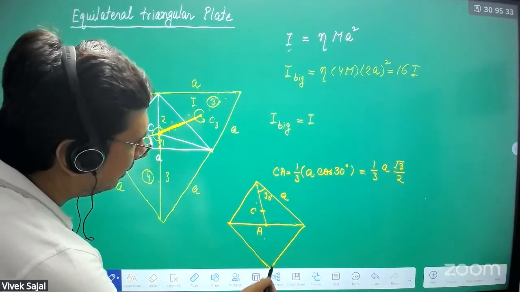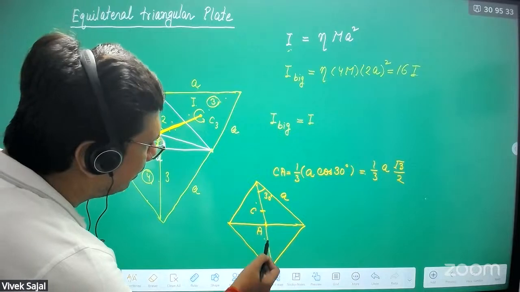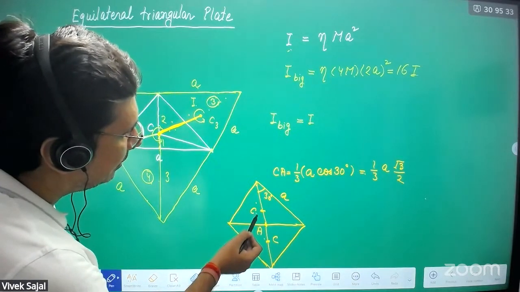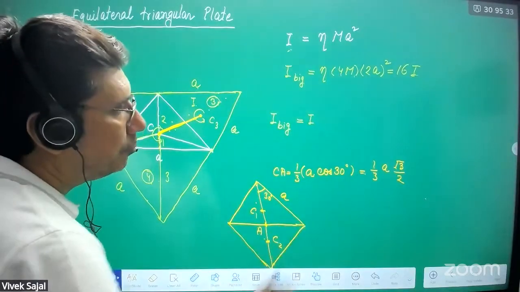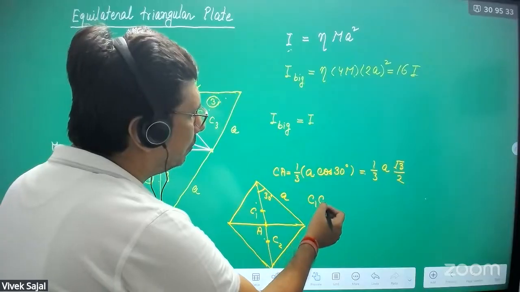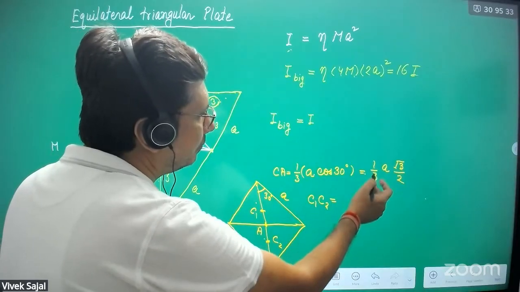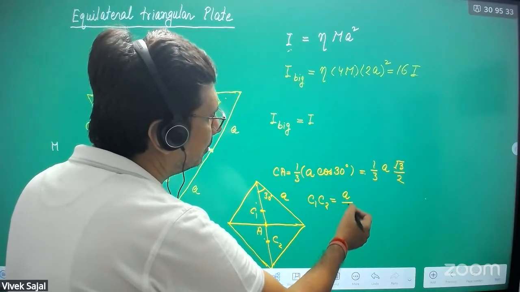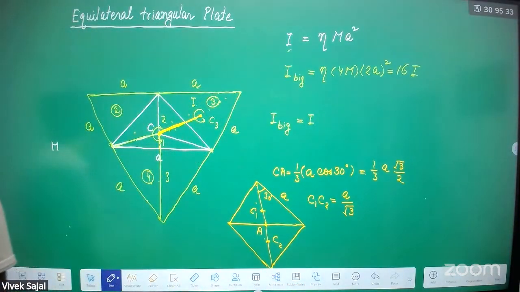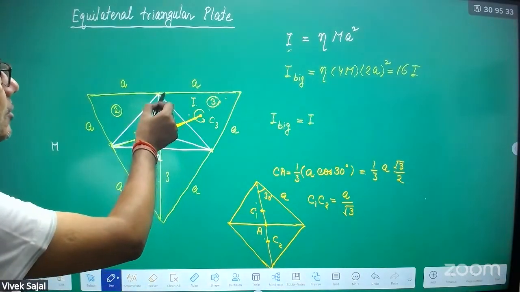Like this you are writing. This is C also. So what will be the separation between C1 and C2? That will be 2 times of this. So C1, C2, how much will it be? 2 times of this. This will be A by √3. So what will C1, C2 be? C1, C2 will be A by √3. Is it okay?